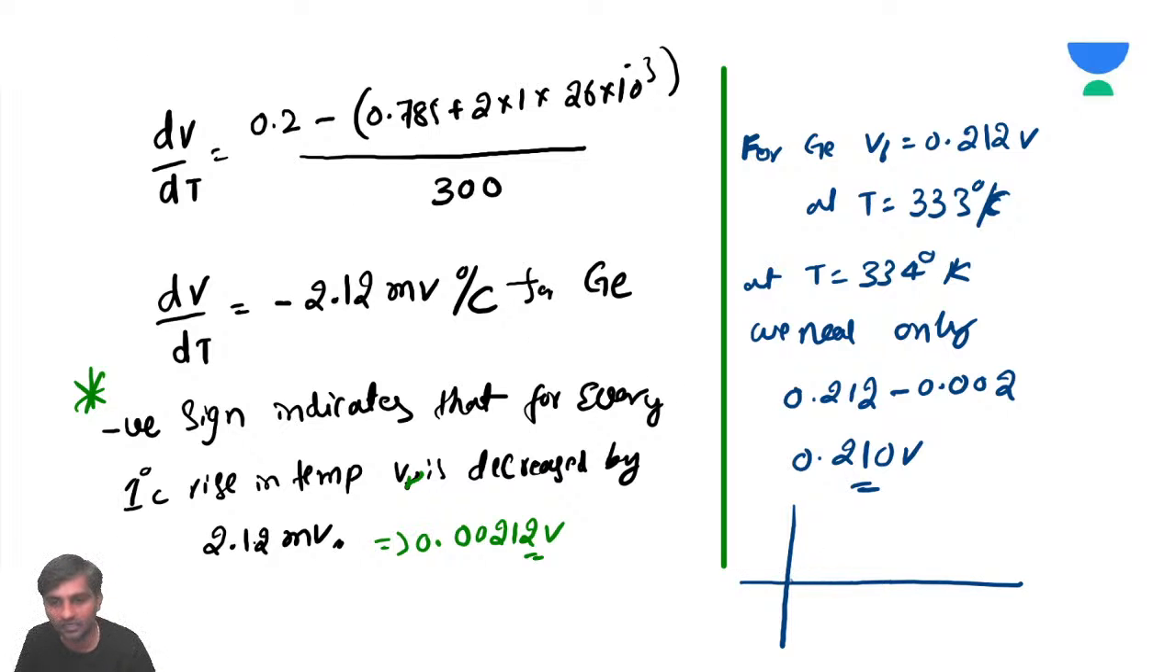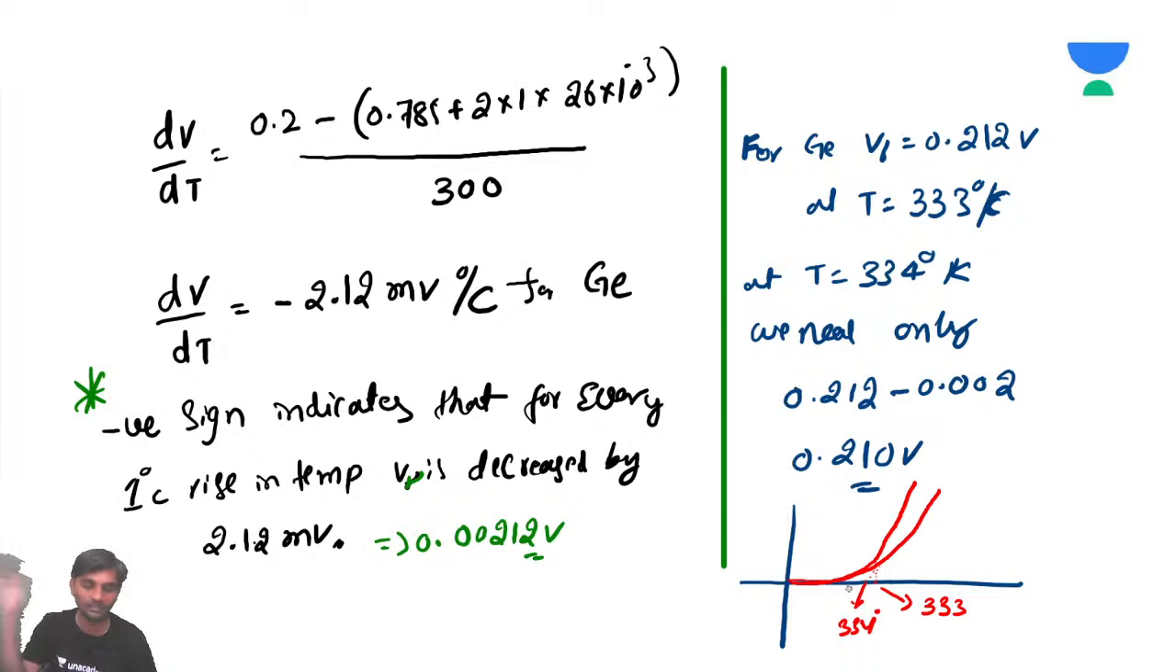Earlier the cut-in was happening here, at some voltage here. The next time when the temperature is increasing, cut-in is happening before that. So this is at 333 degrees, and this is happening at 334 degrees. So for every 1 degree rise in temperature, the cut-in voltage decreases.